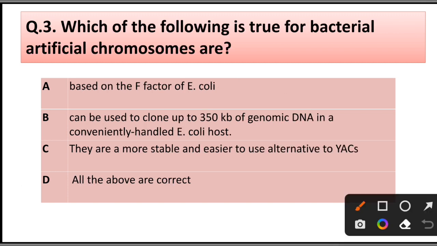Question number 3. Which of the following is true for bacterial artificial chromosome? Based on the F factor of E. coli, it can be used to clone up to 350 kb of genomic DNA in a covalently closed E. coli host. They are a more stable and easier to use alternative to YAC. All the above are correct. Answer is option D. All of the above are correct.